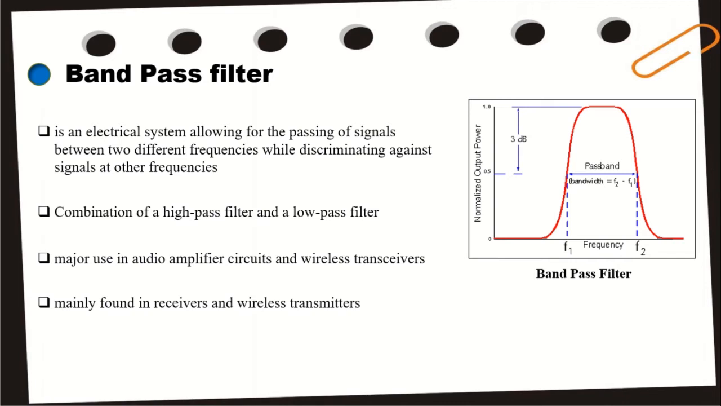It is mainly found in receivers and wireless transmitters, because the main function of the filter in a transmitter is to restrict the output signal bandwidth to the minimum required to transmit data in a desired form, while in a receiver, it enables detection or decoding of signals within a specific range of frequency while blocking the passing signal at undesirable frequencies.